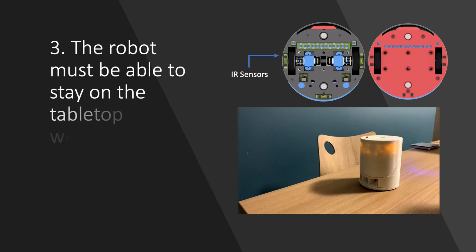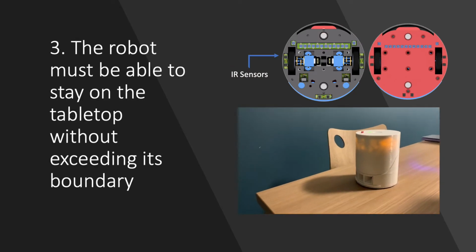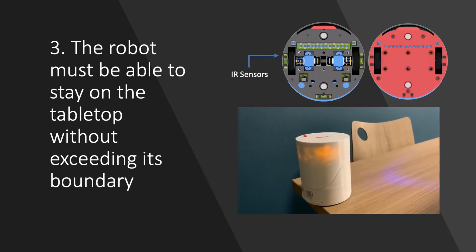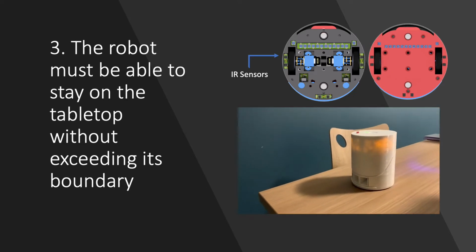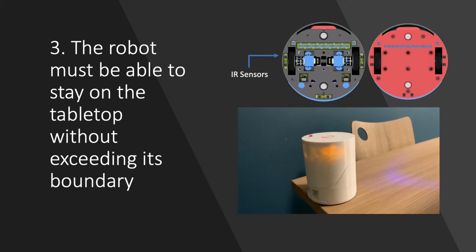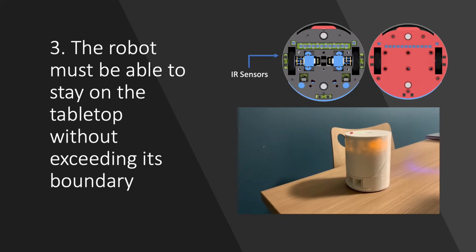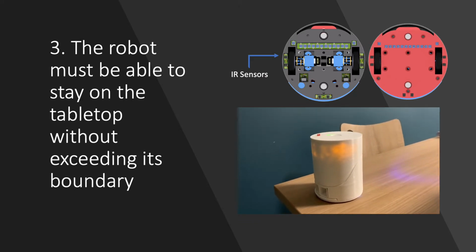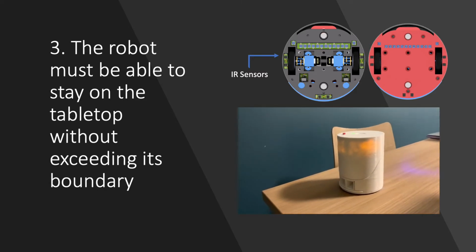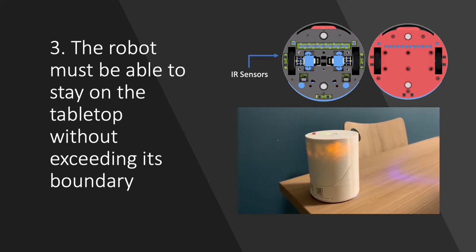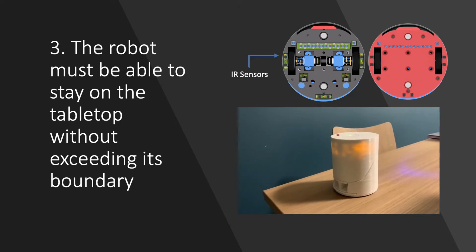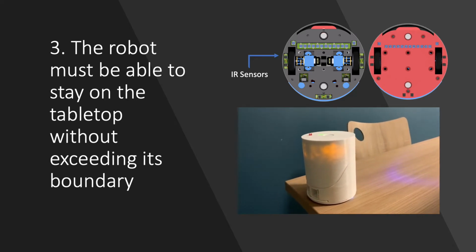So the third constraint is that the robot must be able to stay on top of the tabletop without exceeding its boundary. This criteria was met using the bottom-facing IR sensors that are triggered when the sensors detect the edge of the table. Similarly to when an object is detected using the TOF sensors, the robot initiates a predefined set of motion that backs off from the edge and starts moving at a different angle until the edge is no longer seen. And this allows the robot to successfully maneuver around the table without falling off the edge, covering more of the tabletop surface.